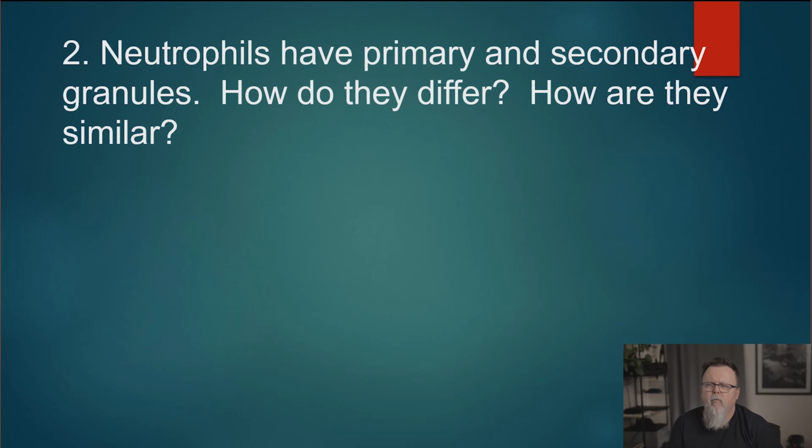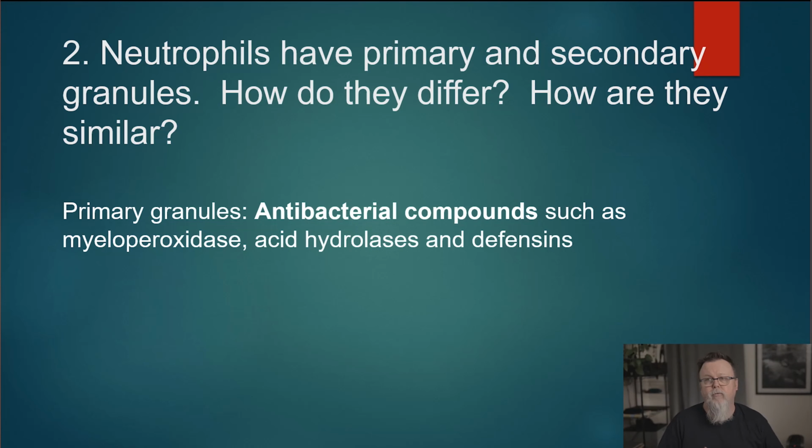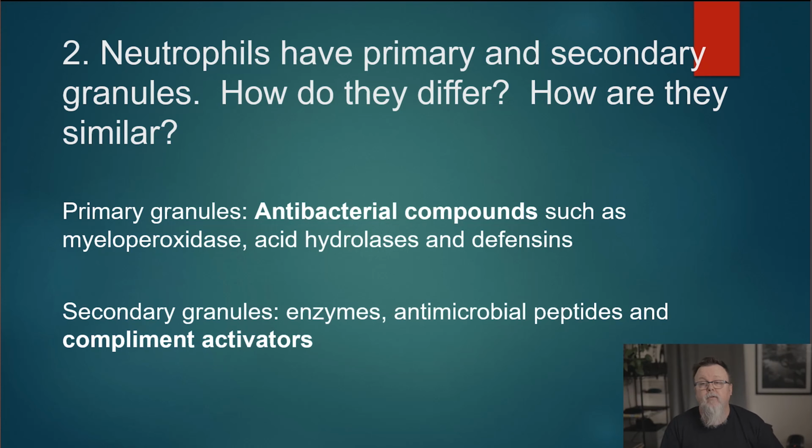All right, now question 2 asks about primary and secondary granules of neutrophils. How do they differ? How are they similar? So primary granules are antibacterial compounds, things such as myeloperoxidase, acid hydrolases, defensins. And secondary granules also have antimicrobial properties. They contain enzymes, but in addition to that, they function as complement activators.